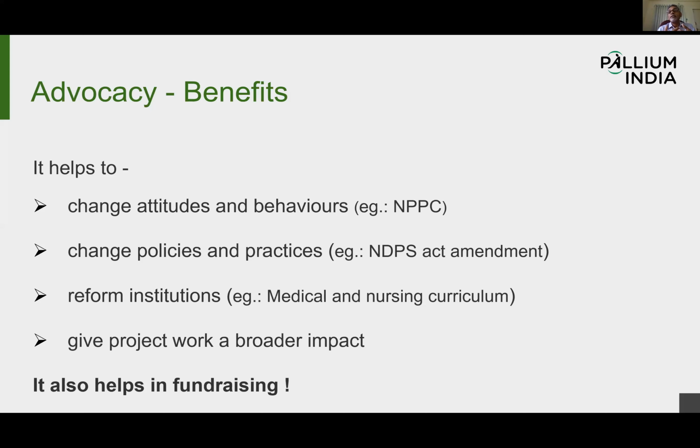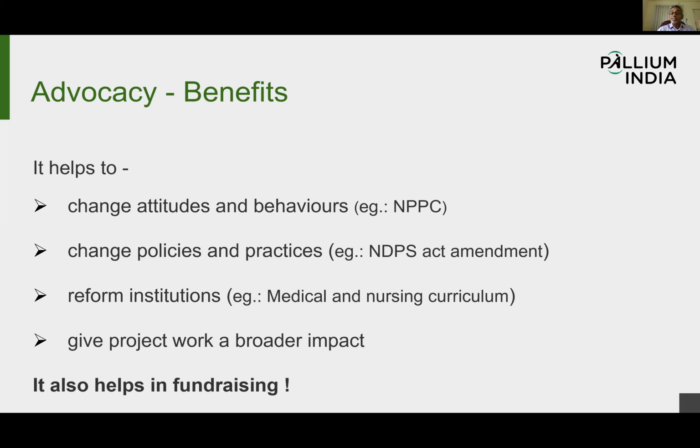It's not just the general layperson. It also includes the government officers, the politicians. The whole community needs to be aware of the need, and then probably that will start with the change of attitude, and then the policies. It needs to get into the education system, and the kind of impact that it can give to the whole project as a whole is phenomenal.